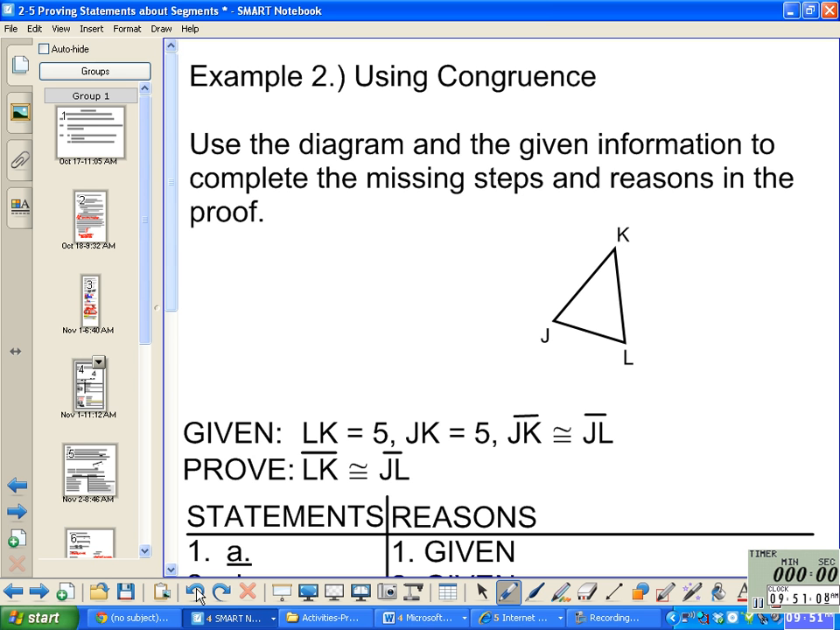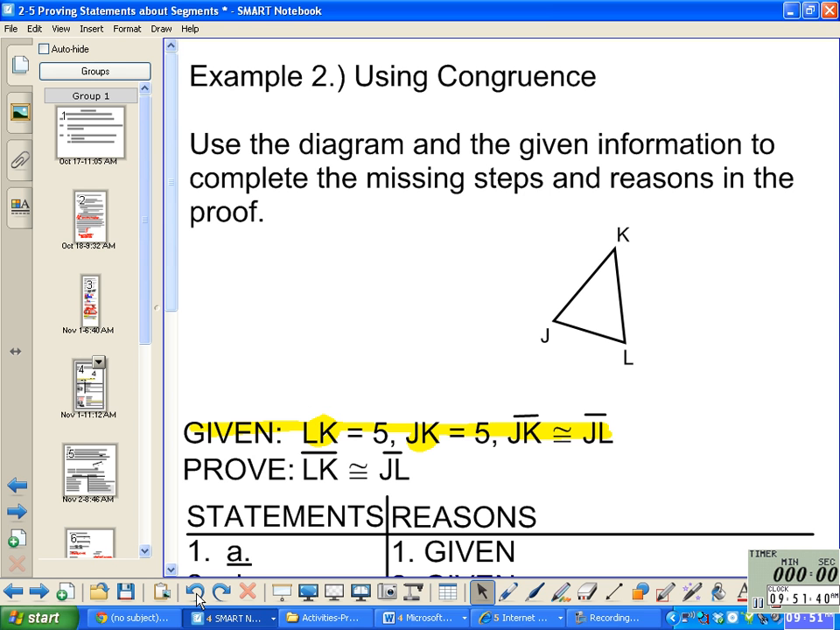Step 1 when writing a proof: read the problem, find your given. So here's what's given. Given, it says that line segment LK is equal to 5, JK is equal to 5, and segment JK is congruent to segment JL. Remember, no hat. Notice how I don't have a hat on top of this LK or the JK. Remember, that means equal to. I want the actual number.